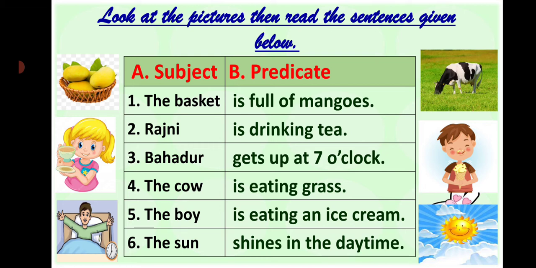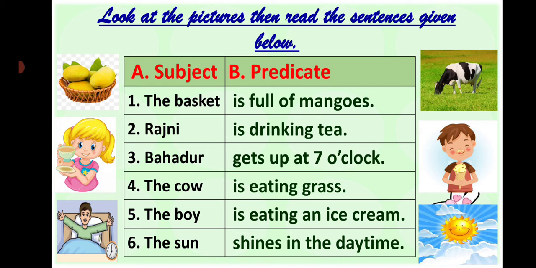Next, we speak about Rajni. Rajni, what is she doing? What is said about her? Rajni is drinking tea. Bahadur, we speak about Bahadur. What is said about Bahadur? Bahadur gets up at 7 o'clock. What is said about him? That he gets up at 7 o'clock.